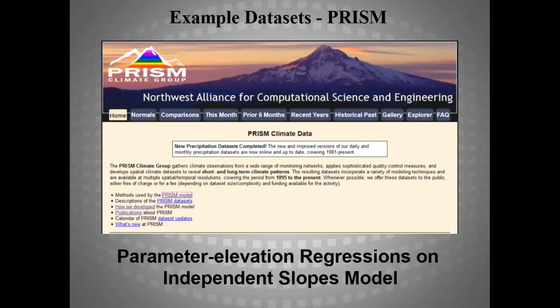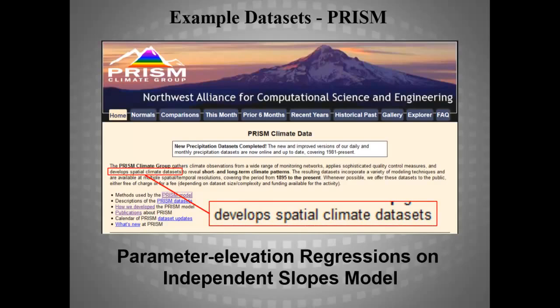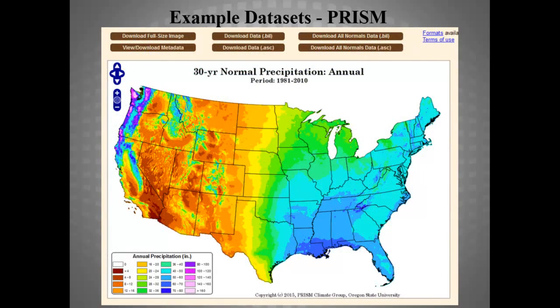PRISM data. Here's an example. It's spatial climate data sets, temperature, precipitation. The normals are really valuable data sets. There are 30-year normals you can use to compare current conditions to the 30-year normals. This is an example of 30-year normal precipitation from 1981 to 2010. So this is a raster data set for the entire country.